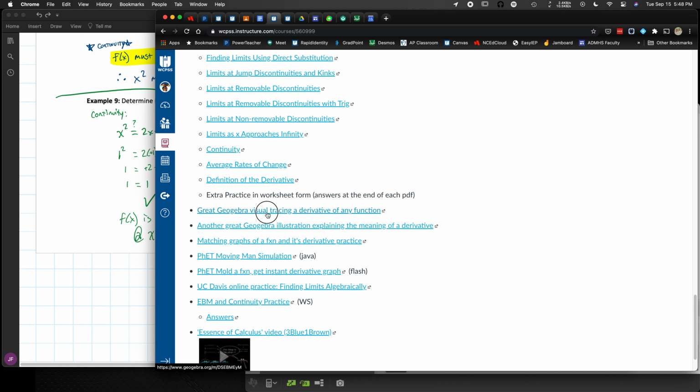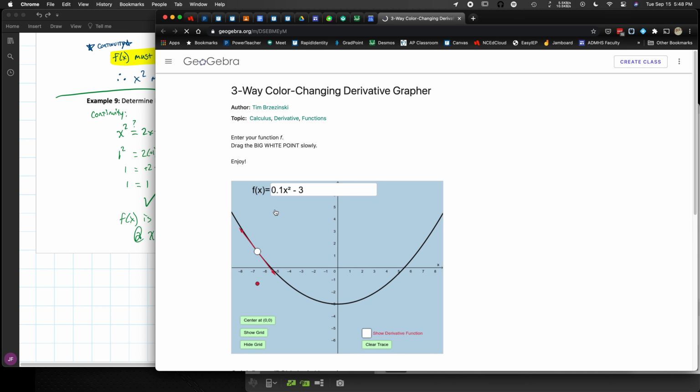This first one, this great GeoGebra visual tracing sketch, is really great for understanding the graph of a derivative as it compares to the original function. So I encourage you to play around with this one and the next one that I'm going to show you. You can change the function to whatever you want it to be up in the top. If you've never used GeoGebra, it's real similar to Desmos. And you can play around with these buttons and check the function and whatnot.